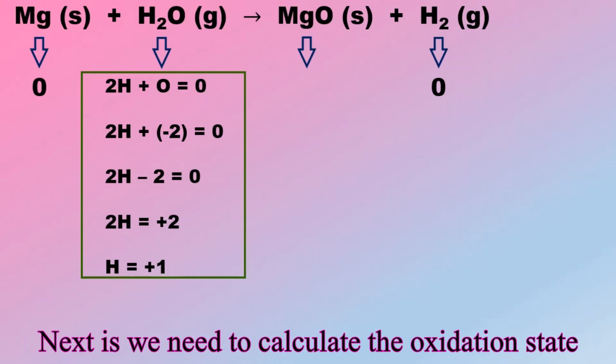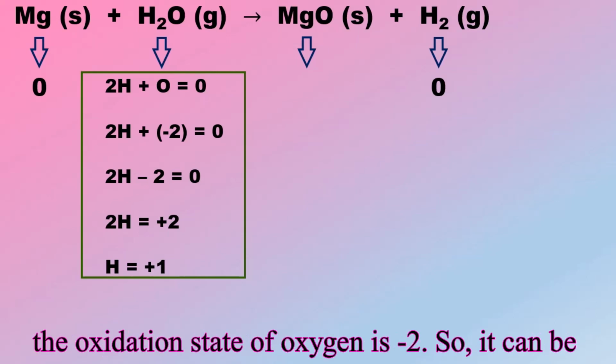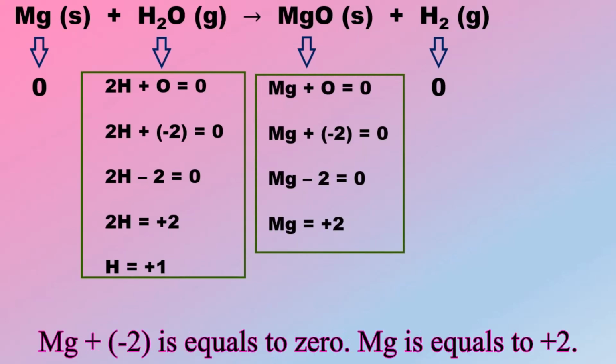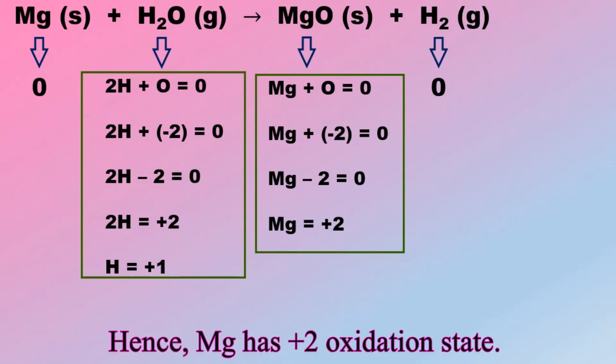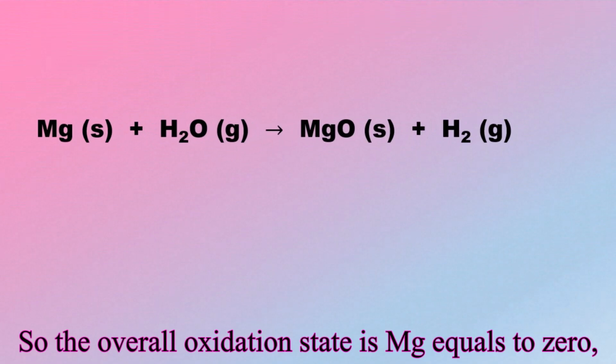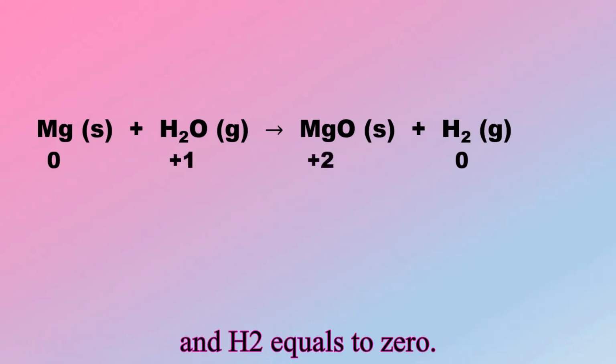Next we need to calculate the oxidation state of Mg in MgO. Using rule number 3, we know that the oxidation state of oxygen is -2, so it can be calculated as Mg plus O equals 0, Mg plus -2 equals 0, Mg equals +2. Hence, Mg has +2 oxidation state. So the overall oxidation state is Mg equals 0, H in H2O equals +1, Mg in MgO equals +2, and H2 equals 0.